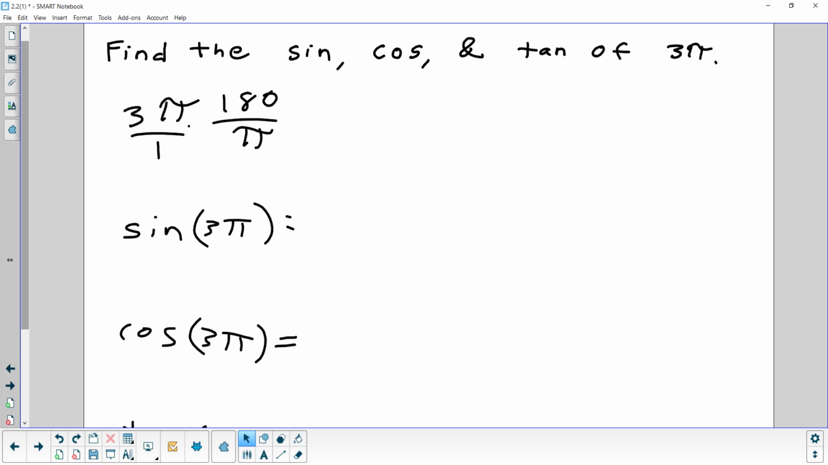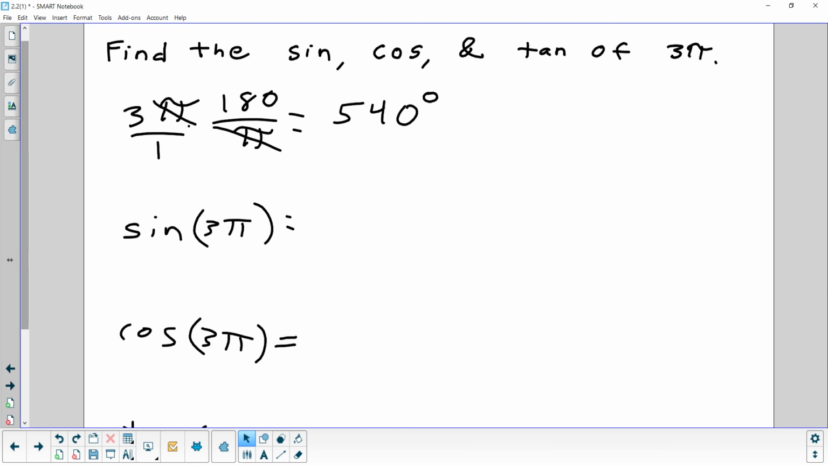Maybe if you want to think about it like that. What could I do before I multiply those together? Get rid of the pi. Yep, we can get rid of the pi's. And now I have 3 times 180, which is how much? Yeah, Vivian? 540.